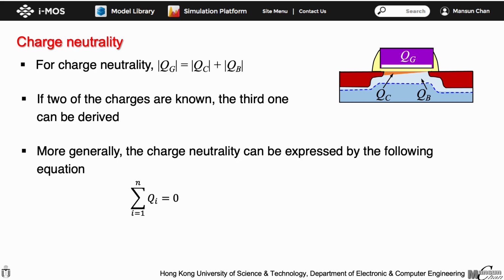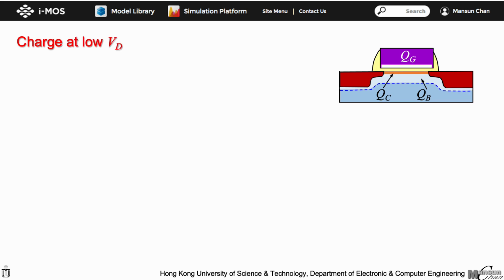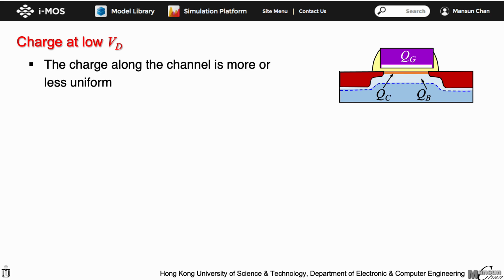Or more generally, the charge neutrality can be represented by the equation given here: the sum of the total charges of all terminals of a device must be equal to 0. To derive the numeric values of the charges, we first assume the drain voltage is very small and close to the source voltage, and the source voltage is assumed to be ground. In this case, the charge along the channel is more or less uniform. Conventional knowledge of the MOS capacitor can be used to derive QB and QC.